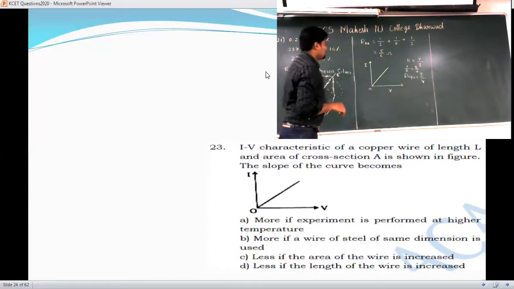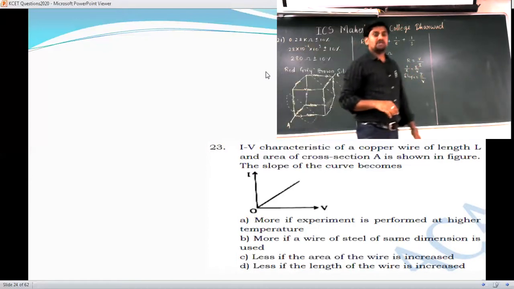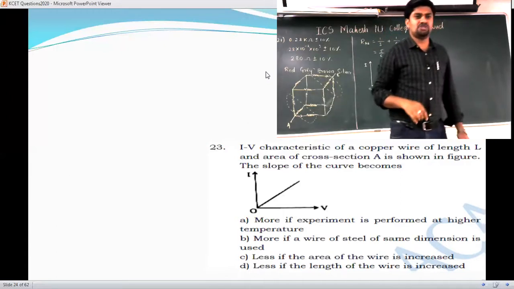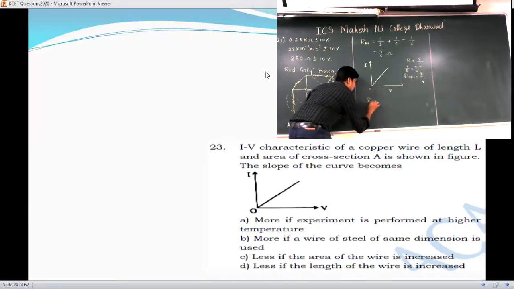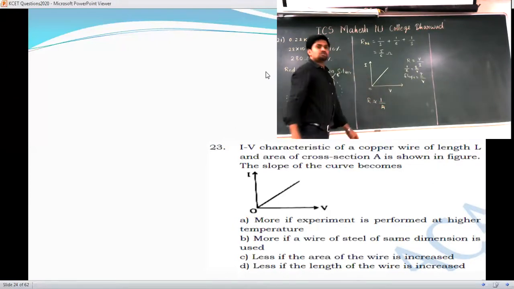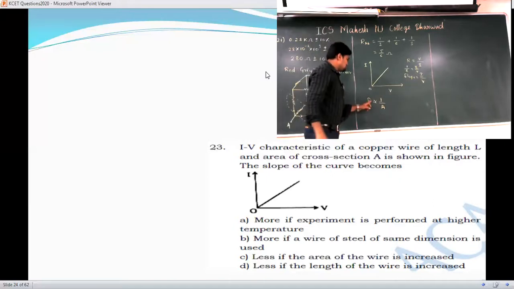Now, how does the resistance behave with the dimensions? The theory says that R is proportional to L upon A. Means the resistance of the conductor is directly proportional to the length, and it is inversely proportional to the area. Now, if the area increases, resistance decreases.